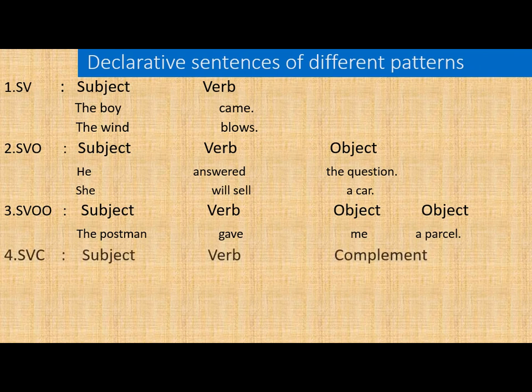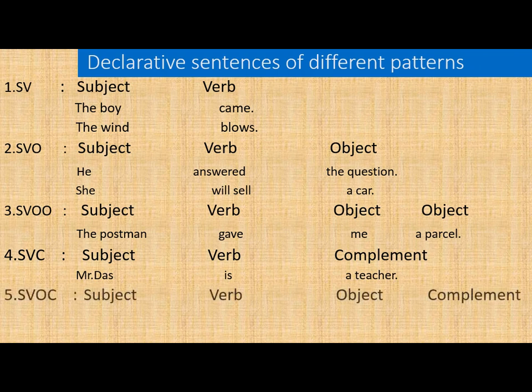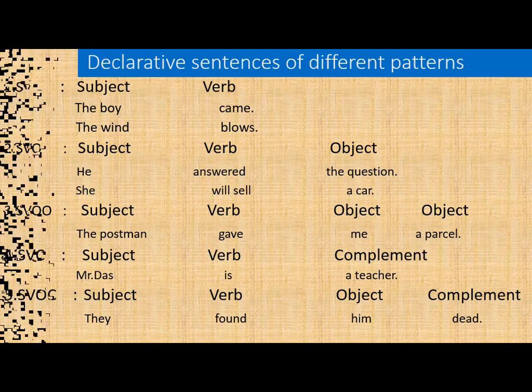Now subject, verb, complement, SVC pattern. Mr. Das is a teacher. Here Mr. Das is subject, is verb, a teacher complement. Now SVOC, subject, verb, object, complement pattern. They found him dead. Here they subject, found verb, him object, and dead complement.